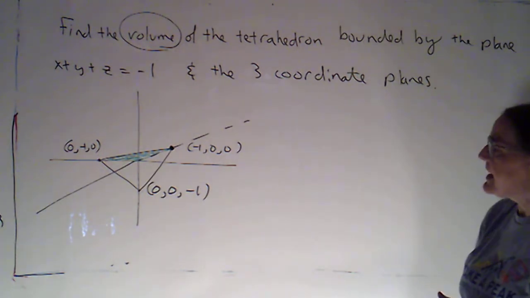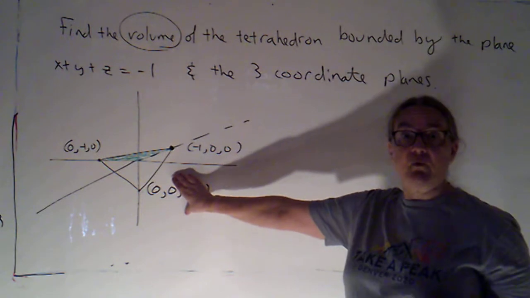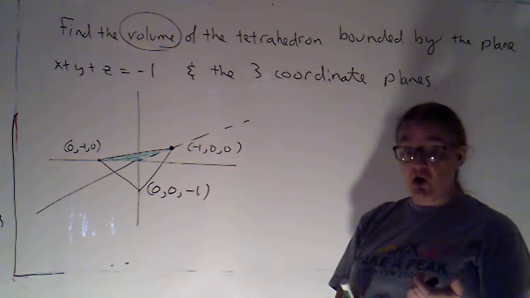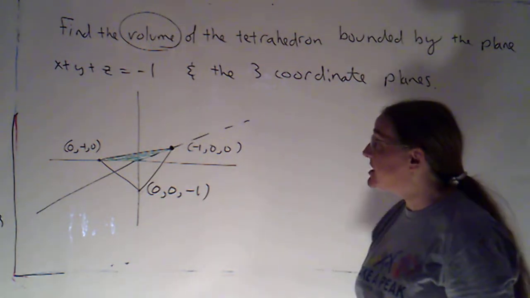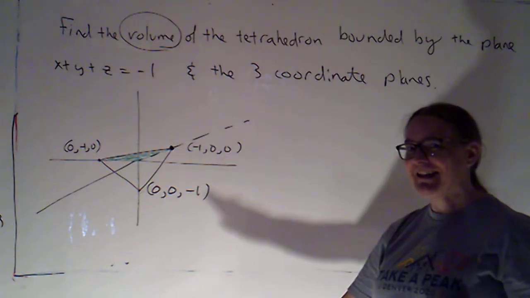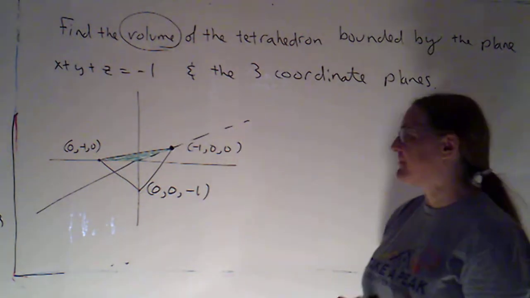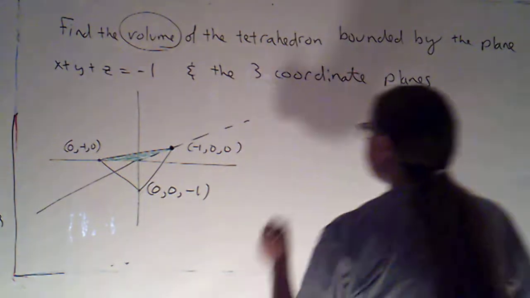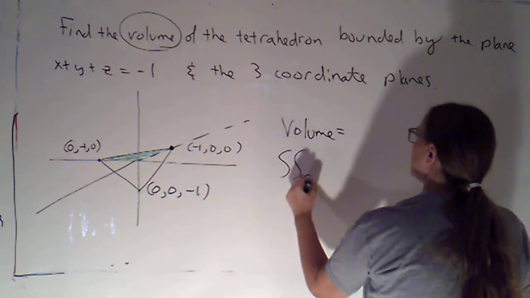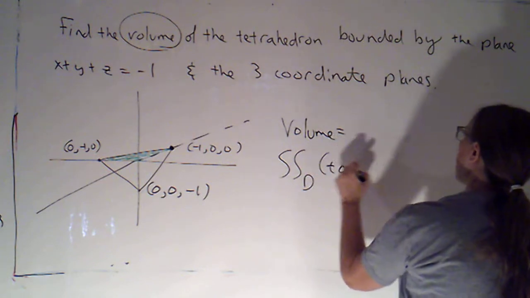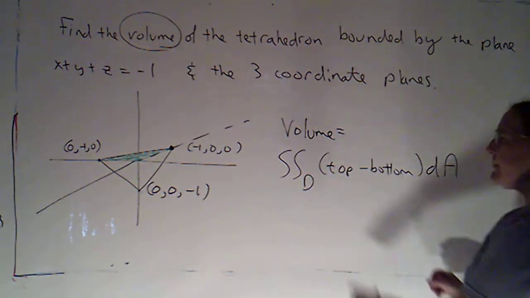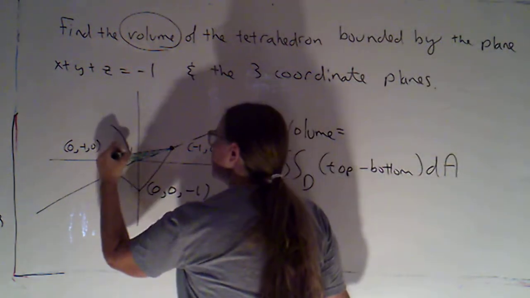Okay, excellent. Now, this lies below the xy plane, but I was not asked to find signed volume. I was asked to find volume, so I'm not just going to be integrating the function that gives me that bottom surface. If I did that, I would get negative signed volume. Remember, when we're finding volume, that's going to be the double integral over D of top minus bottom dA.